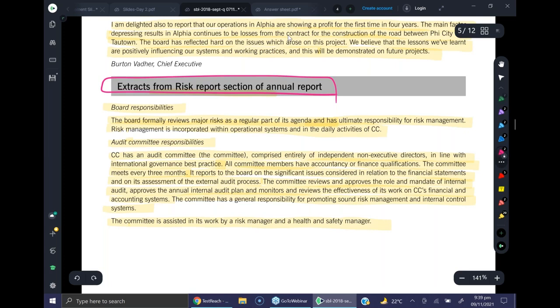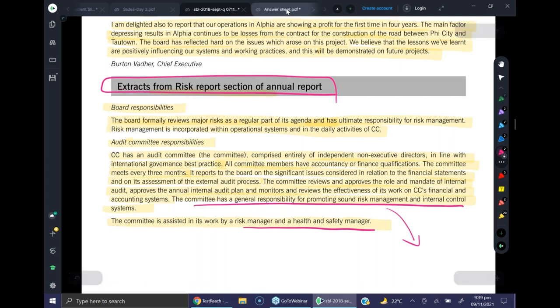Okay, so this says that the committee has a responsibility towards risk management and is assisted by a risk manager and a health and safety manager. So the audit committee is kind of responsible for reviewing the entire risk management at CC. Is that so? Quick answers are appreciated, please.